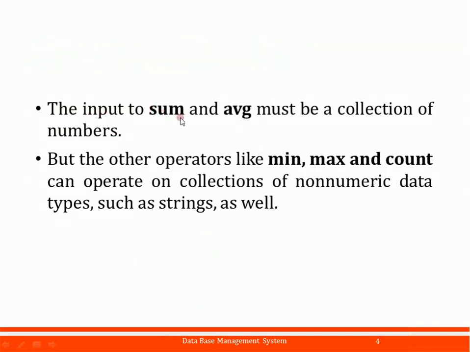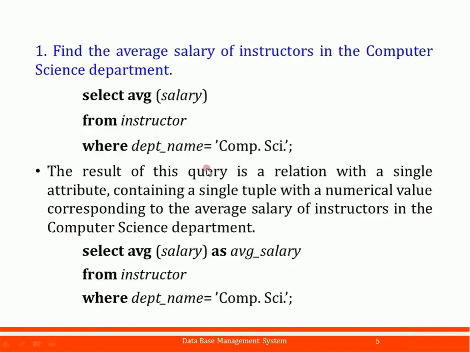The input to sum and average must always be a collection of numbers. Only then can you find the sum and average of all those numbers. But the other operations like minimum, maximum and count can operate on a collection of non-numeric data also, like strings. So let us discuss all these things with the help of queries.